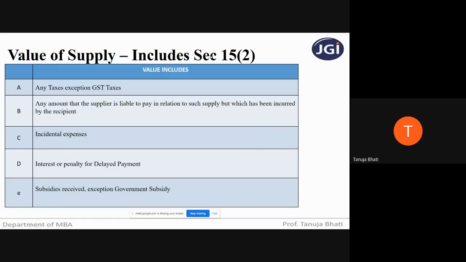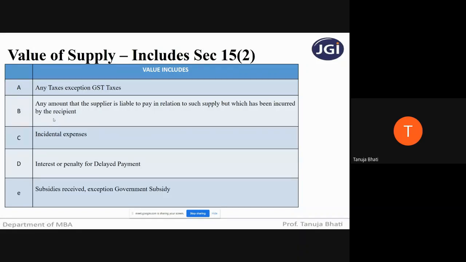So when I say section 15 subsection 2, it talks about the inclusions in the transaction value. So any amount that the supplier is liable to pay in relation to such supply, but which has been incurred by the recipient. Is this clear now? Yes, ma'am. Okay. Suppose the recipient is liable to pay and the recipient has paid it, then it has not to be included in the transaction value. Only that amount has to be included which the supplier is liable to pay actually, but the recipient has borne that expense. Okay.